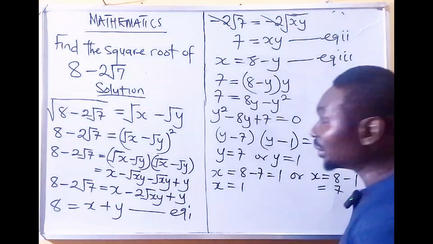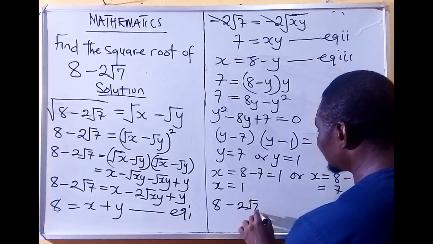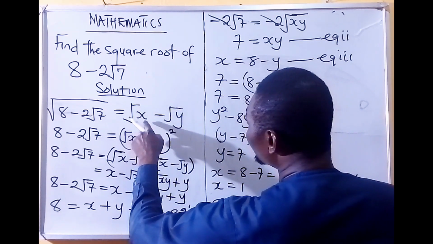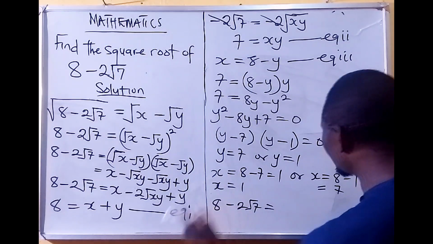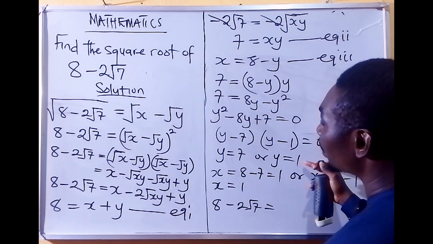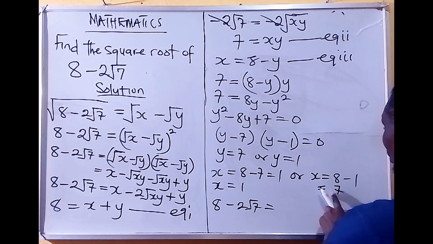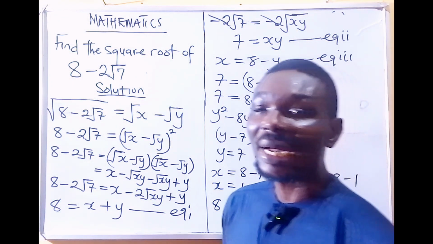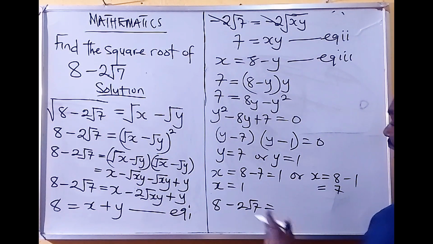Now, at this point, 8 minus 2 root 7 is equal to, from the beginning, the square root of x minus square root of y. We have gotten our x to be 7 or 1. But remember, your x has to be greater than y. Therefore, we are going to consider our x to be 7.